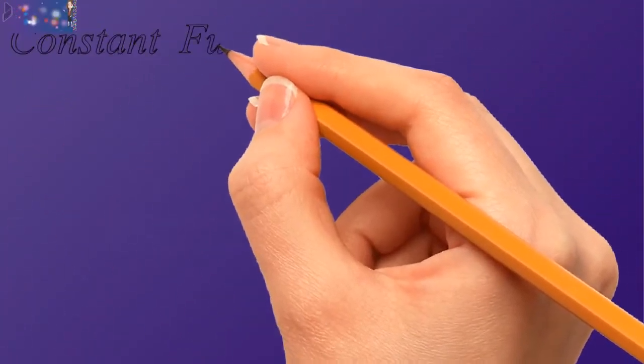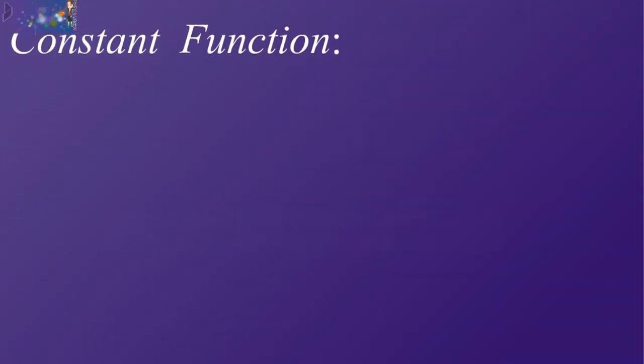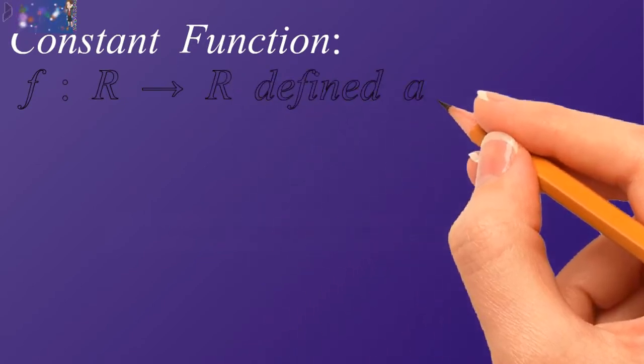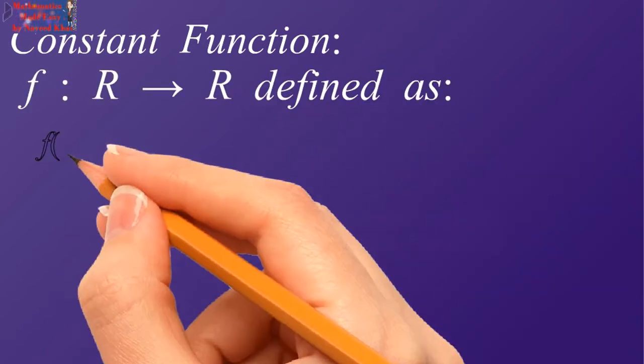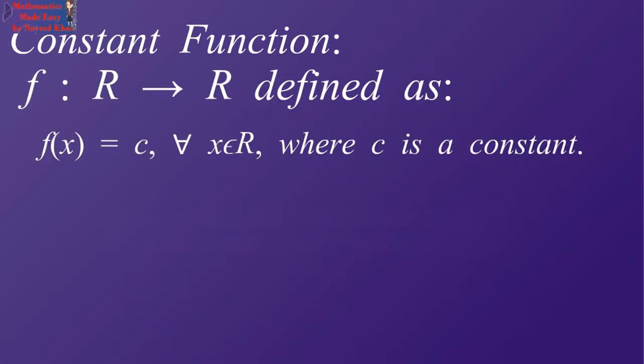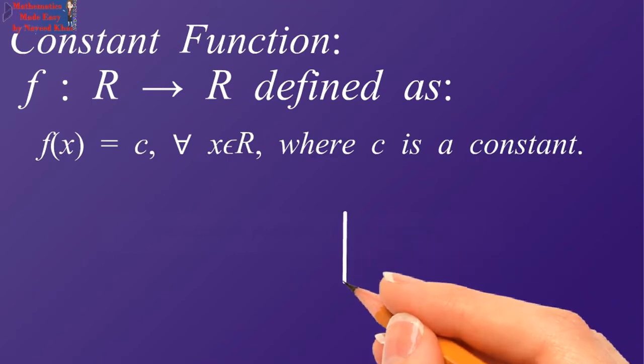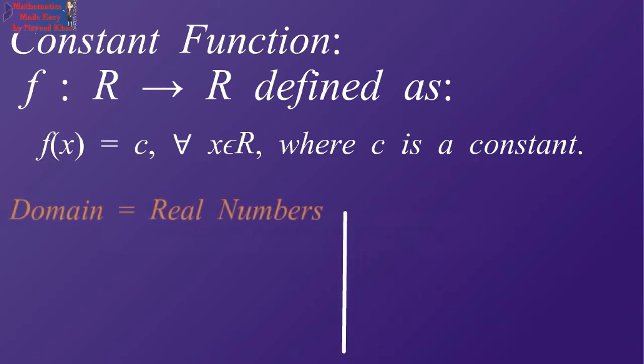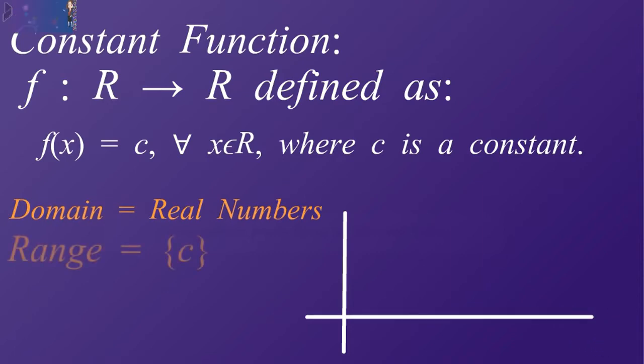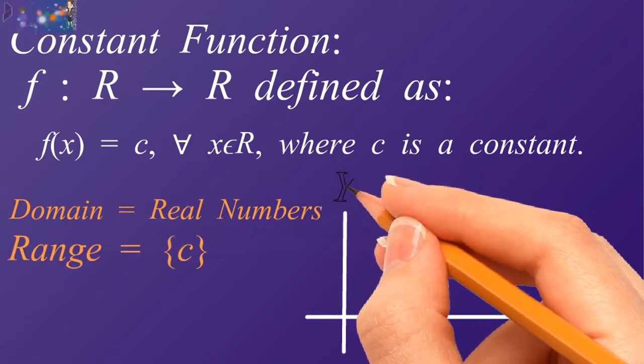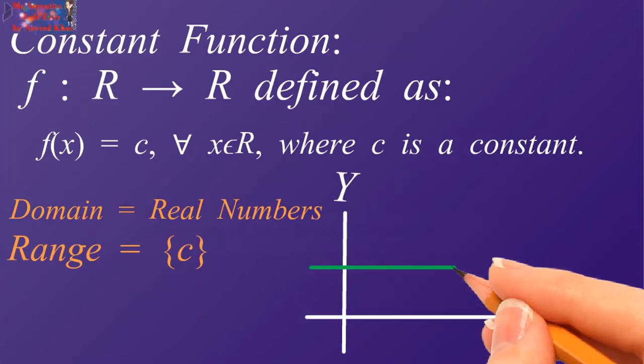A constant function f from R to R is defined as f(x) = c for all x belonging to the real numbers, where c is a constant. Its domain is the real number set and its range is a singleton set. The graph of a constant function is a straight line parallel to the x-axis, as shown in the figure.